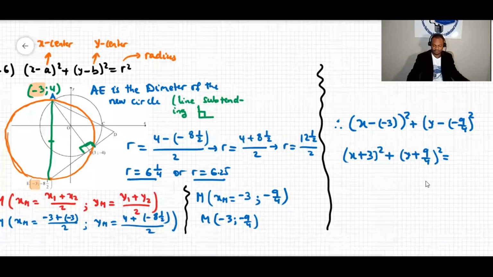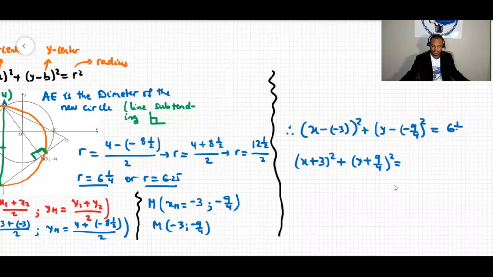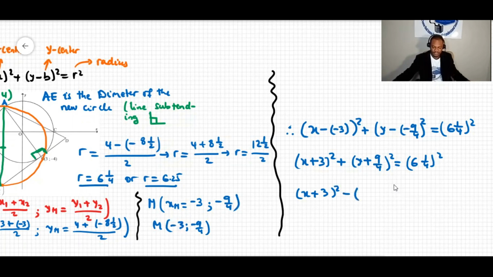So that makes 6.25 to the power of 2, and this makes x plus 3 squared plus y plus 9 over 4 squared equals 6.25 squared, which is 625 over 16. So this is the equation of the new circle.